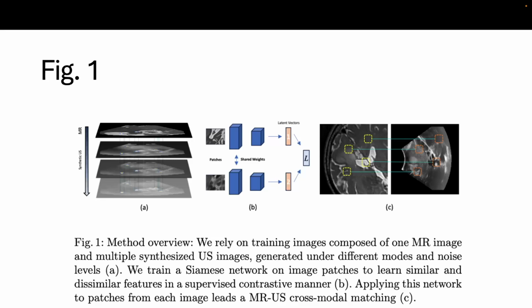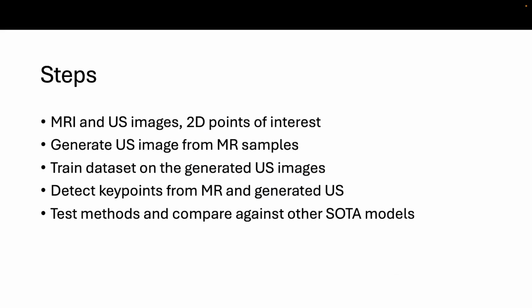This is one of the figures included in the paper, and basically it just shows the process. On the left, A is the ultrasound images, B is how they make the model, and C is the matching points between the MRI image and the ultrasound image.